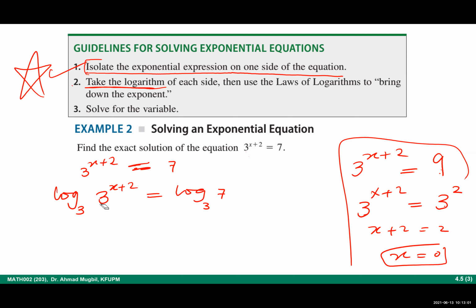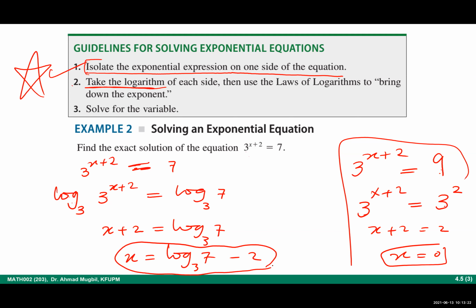Now, if you want to solve, what will happen? You will use the inverse function property. Log 3 of 3 will be cancelled, and you will have x plus 2 equals log 3 of 7, which means that x equals log 3 of 7 minus 2. This is the solution. This is the exact solution.